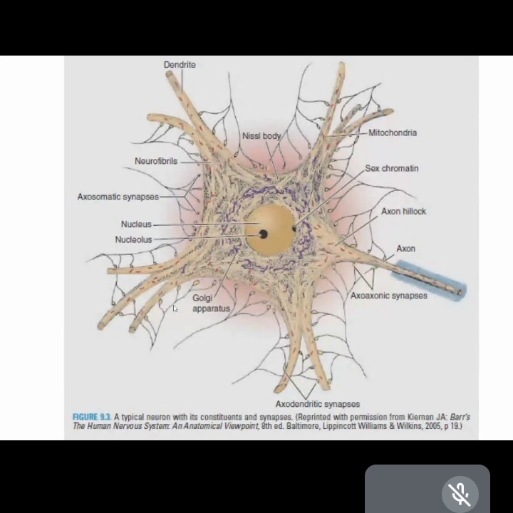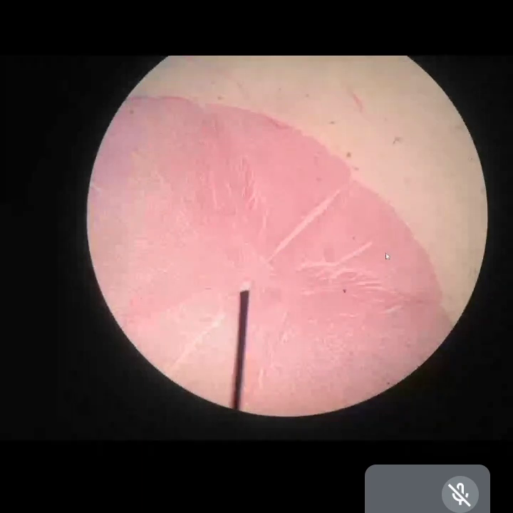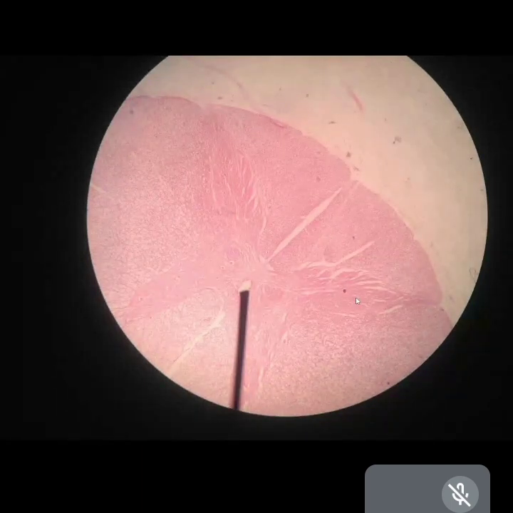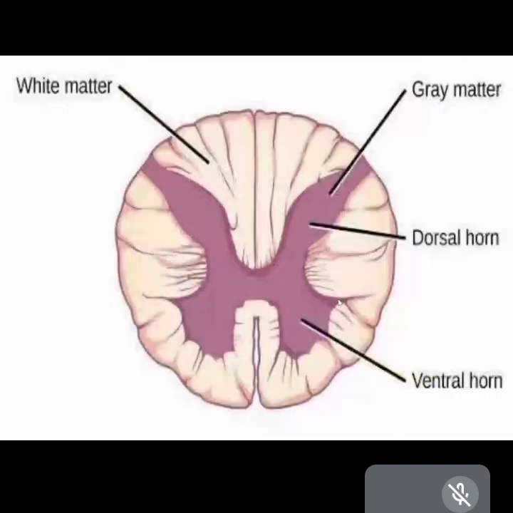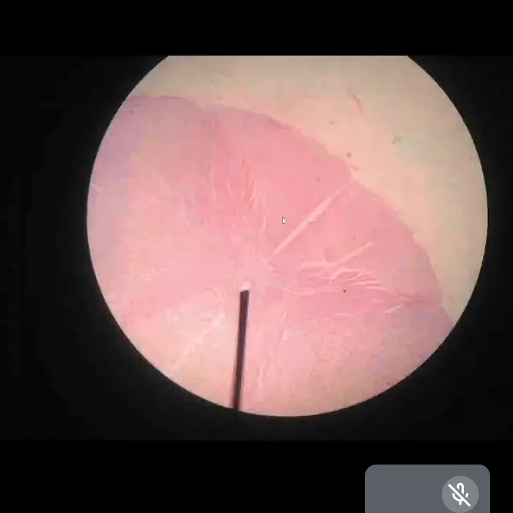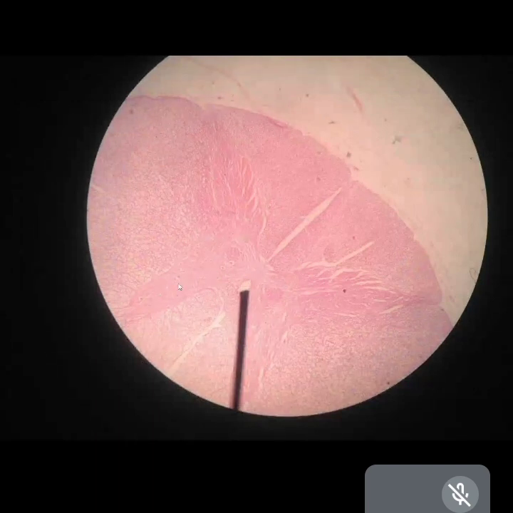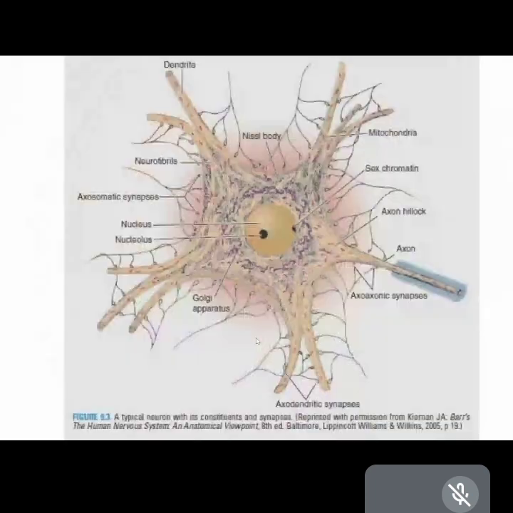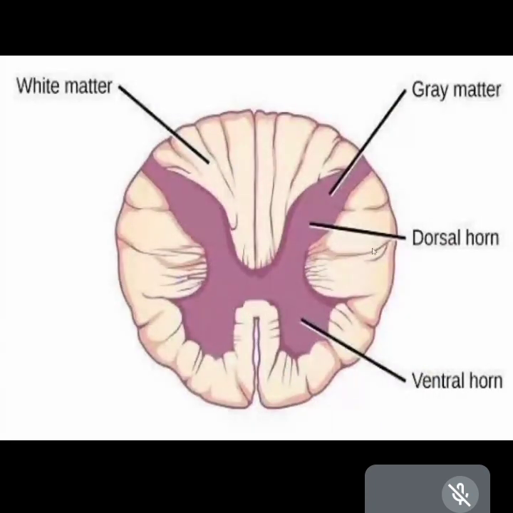Just recall this later. So this one is the cross-section of a spinal cord. You see it? This one here is the butterfly shape. This is the gray matter, and then this is the white matter outside. This is the dorsal horn and the ventral horn.